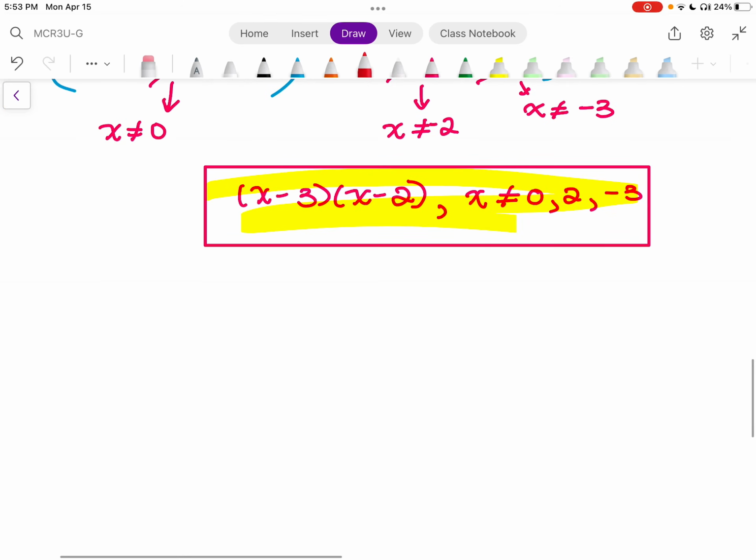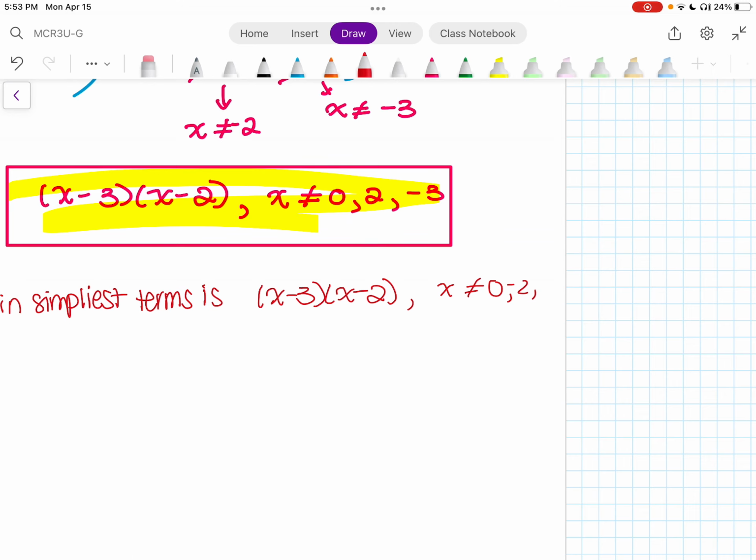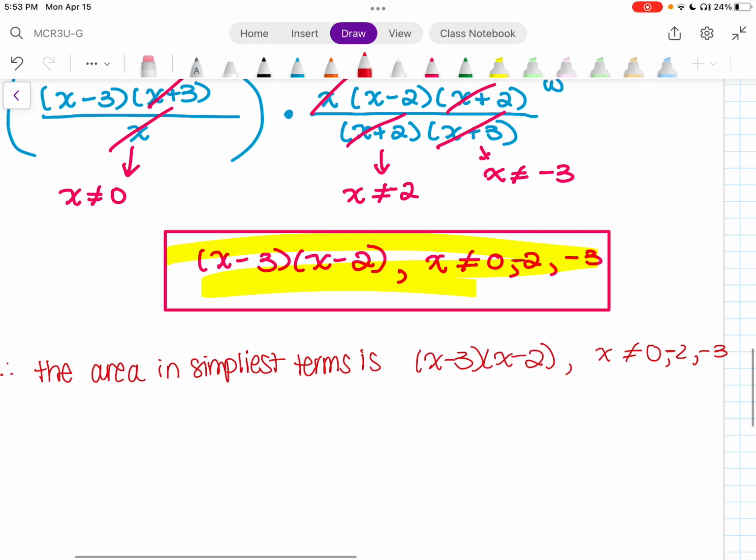So for this one, because it is a word problem, we do need to write in therefore the area in simplest terms is x minus 3 over x minus 2, such that x cannot equal 0, 2, sorry, this should be negative 2 here. Negative 2, negative 3. It's just not letting me write it the way I want to. And that's the answer.